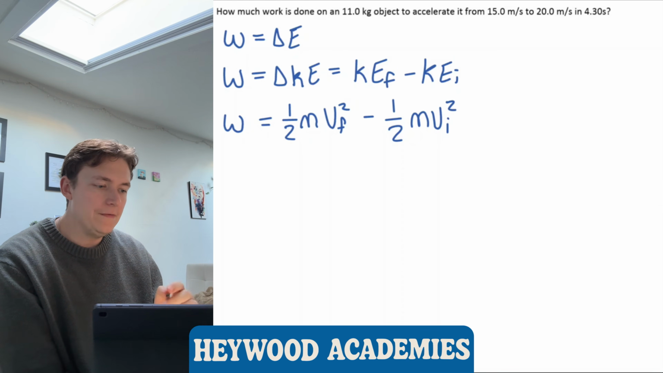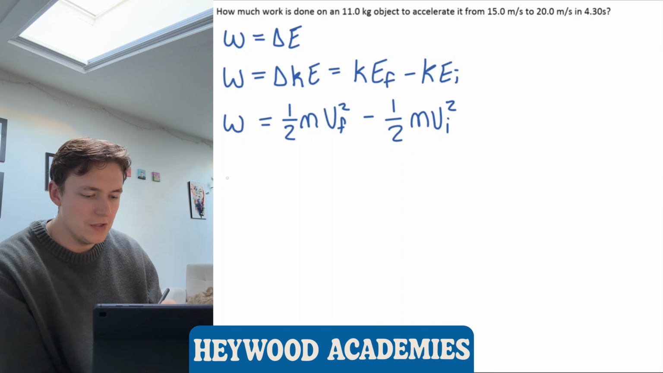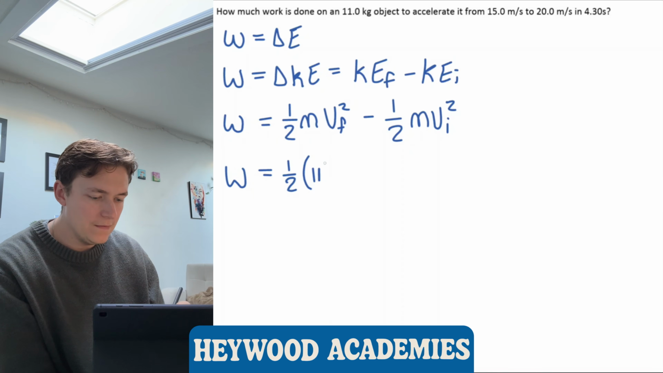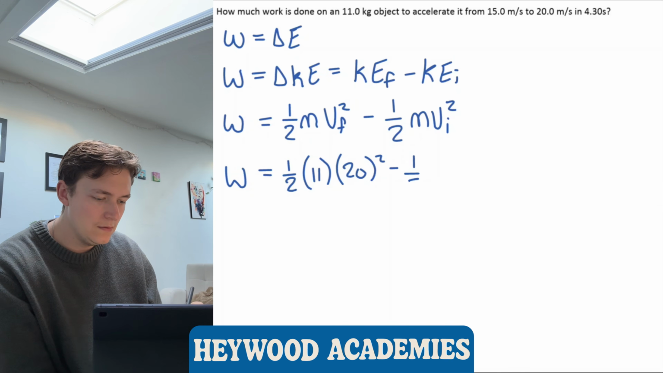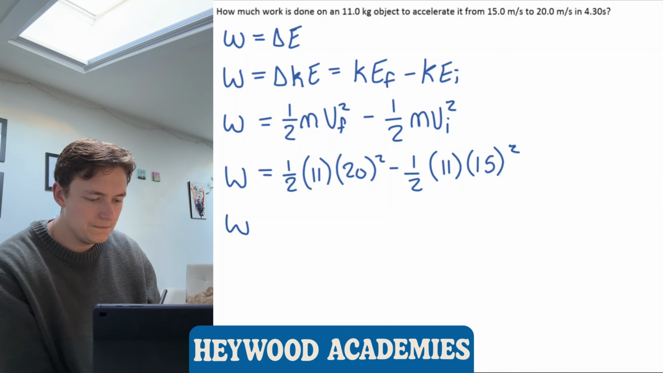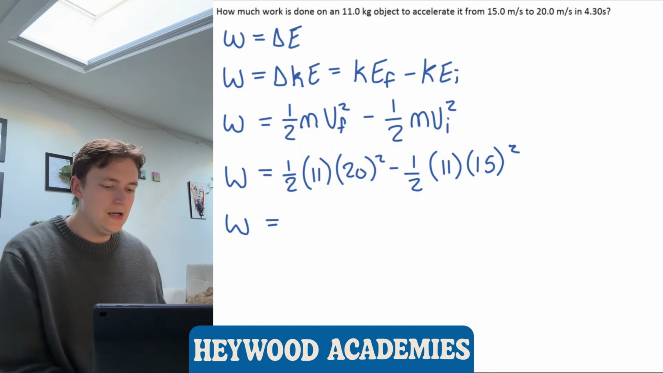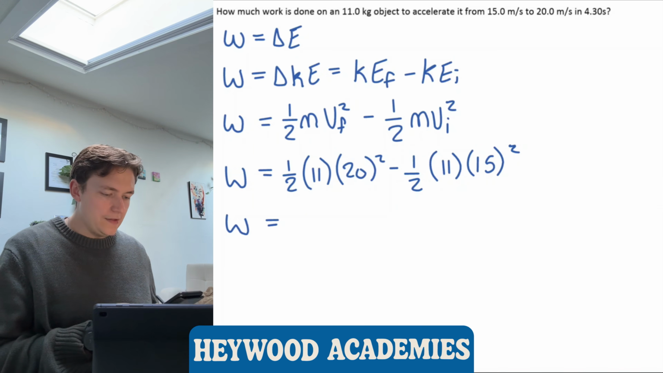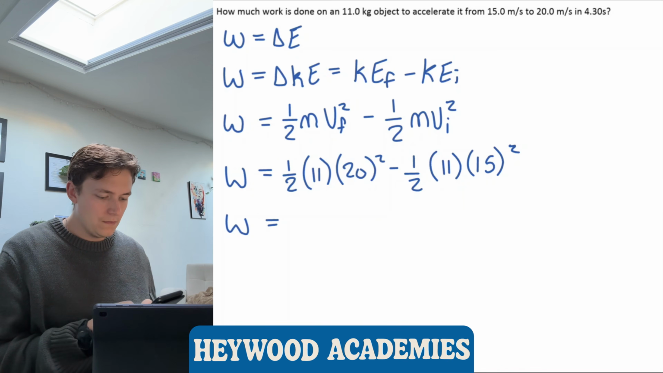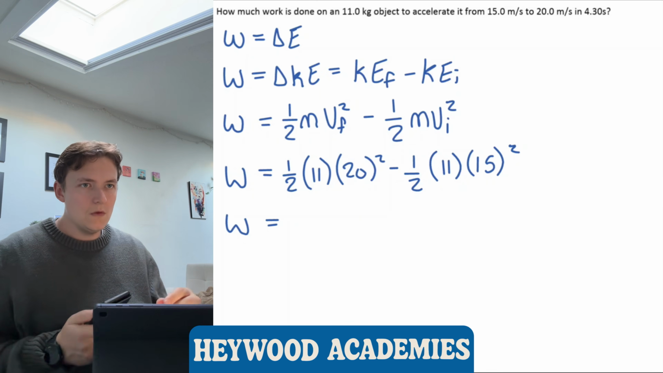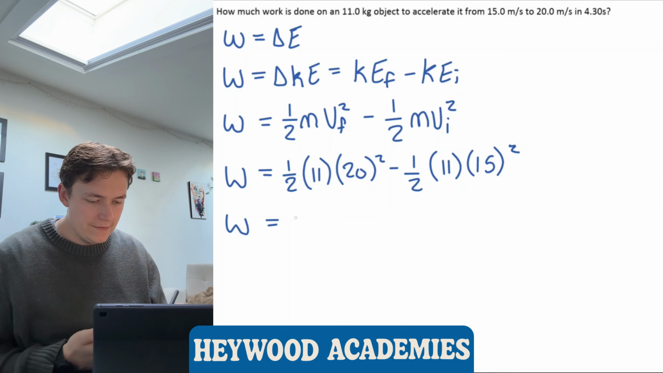Now we know the initial and final speeds, we know the mass that was given, so we could just go ahead and plug those numbers in. 1/2 times the mass of 11, final velocity was 20, and initial velocity of 15. As long as we're in our base units here, everything is going to work out in terms of units, so we should just end up with joules here again. So we get 962.5 joules.